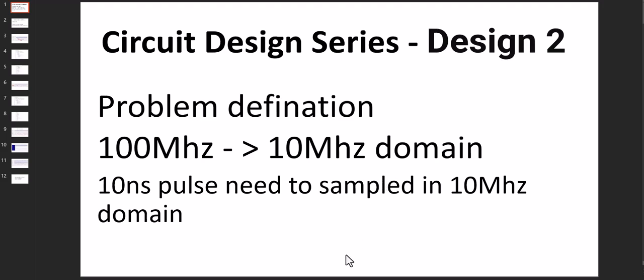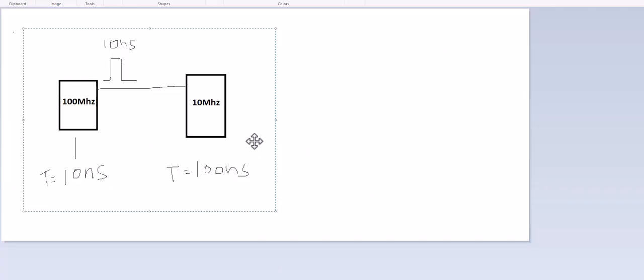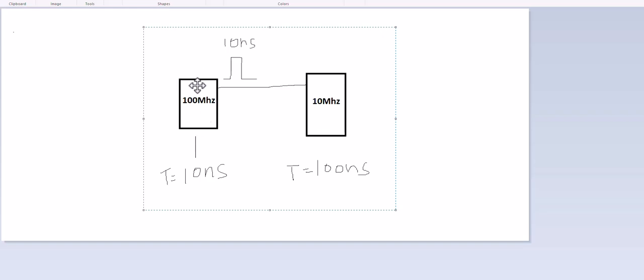For brevity, I just explain in Paint. Let's say there are two circuits, the 100 mega and 10 mega domains, and there is a connection between these two, and we need to detect the pulse from the 100 mega within the 10 mega. The duration of the pulse is 10 nanosecond, as it is one clock period of 100 mega, and the corresponding one clock period for 10 mega equals 100 nanosecond.